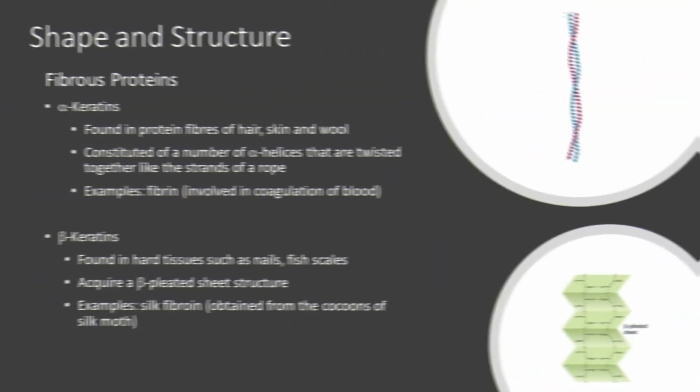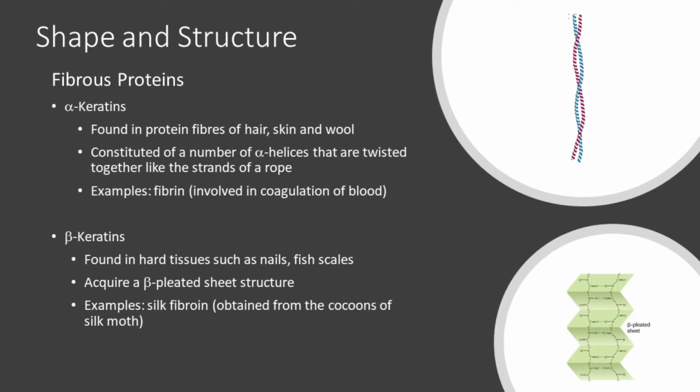Alpha-keratins can be found in protein fibers of hair, skin, and wool, constituted of a number of alpha helices that are twisted together like the strands of a rope. Examples of alpha-keratins is fibrin, which involved in coagulation of blood. Beta-keratins can be found in hard tissues such as nails, fish scales. Acquire a beta-pleated sheet structure. Examples: silk fibroin, which can be obtained from the cocoons of silk moth.